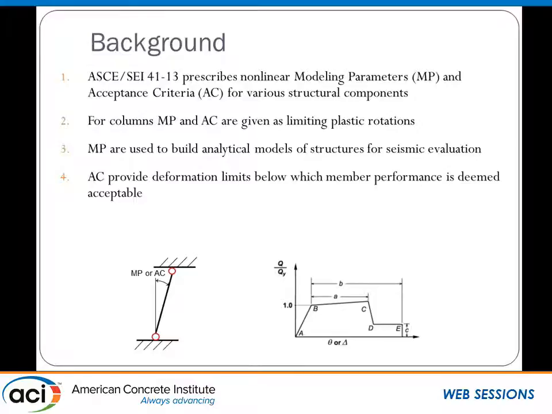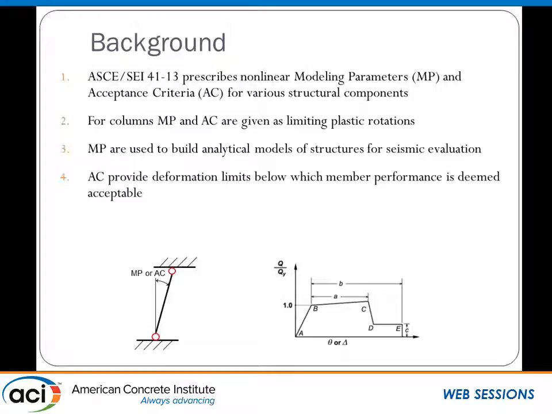the deformation limits that are acceptable. So you take the modeling parameters, you build your model for all of your components, you run your nonlinear dynamic analysis, or they can also be used for elastic analysis using m factors. It's a slightly different topic, but the same concept applies. And you get your maximum response. And is that acceptable? And this is what the acceptance criteria are there for. Depending on your performance objective, it'll give you a limit on the deformation that is acceptable.